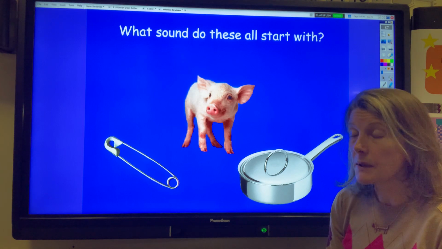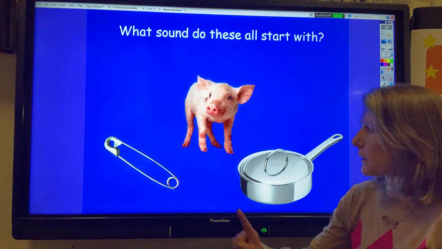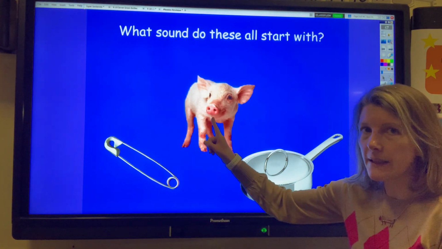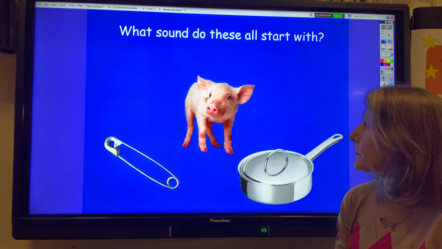And some of you who are super clever, these are actually all CVC words, so you might be able to write the whole word. I wonder if anyone can write pin, pig and pan. I'd be really impressed if you could do that.